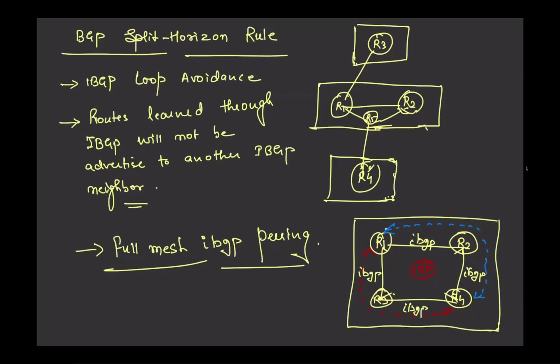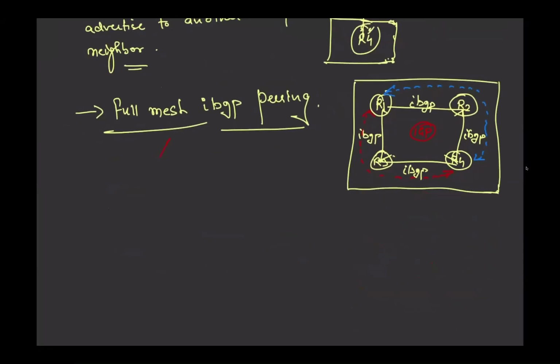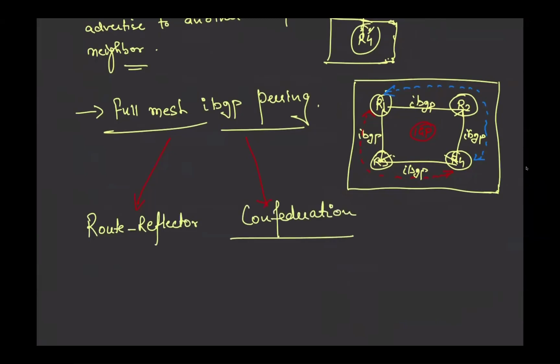Okay. So now if we want to avoid this IBGP full mesh peering, we have two options. What are those two options? One is route reflector, other is confederation. So one is route reflector and another one is confederation. We're going to talk about route reflector today.